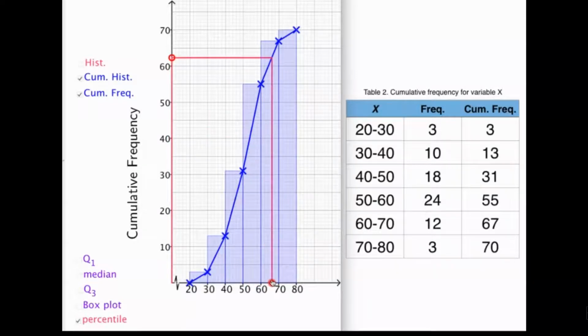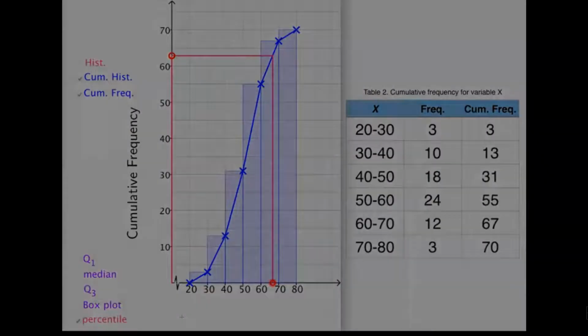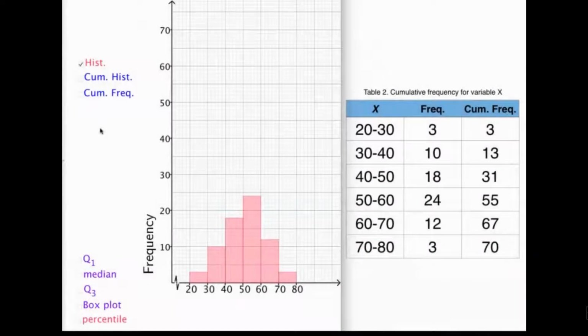If I'm interested in the 90th percentile, I go vertically to about 63, and you can see that the 90th percentile lies around 67. So if I'm above 67, I'm in the top 90th percentile.